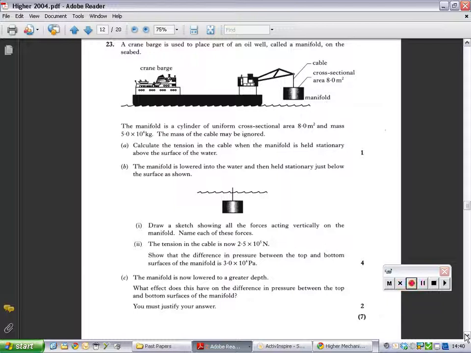The manifold is now lowered to a greater depth. What effect does this have on the difference in pressure between the top and the bottom surfaces of the manifold? Justify your answer. So it's rho g h to work out your pressure at different depths. The pressure difference between top and bottom will give you your overall force required.